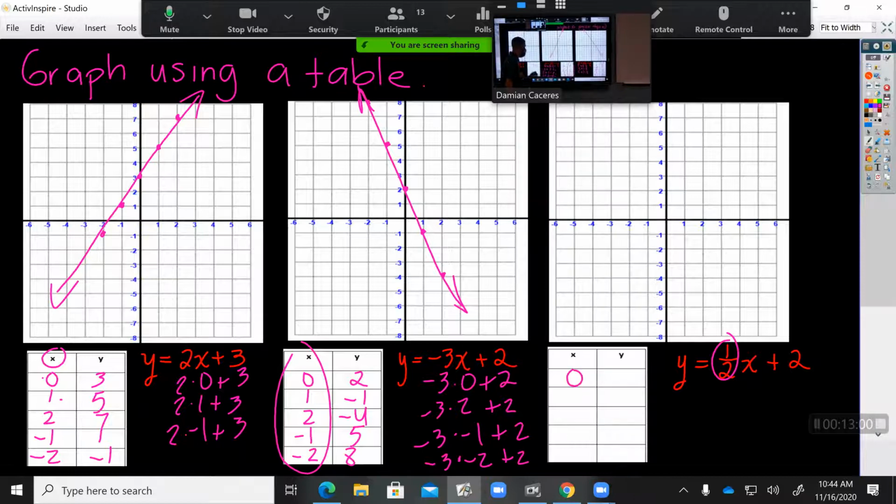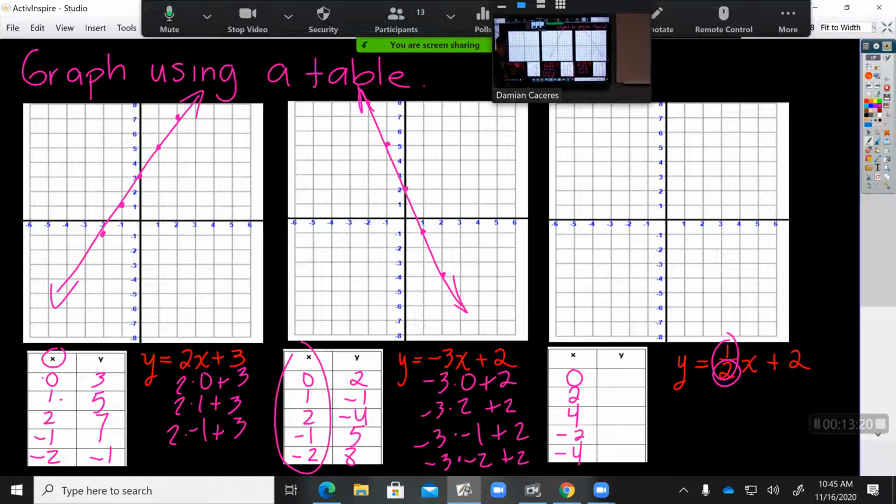So the first one could be 0, but you're not going to put 1. You have to go 2, 4, 6, 8, or negative 2, negative 4. Because it has to be a multiple of the denominator. If you do that, you won't get fractions. And you don't want to graph fractions, trust me.